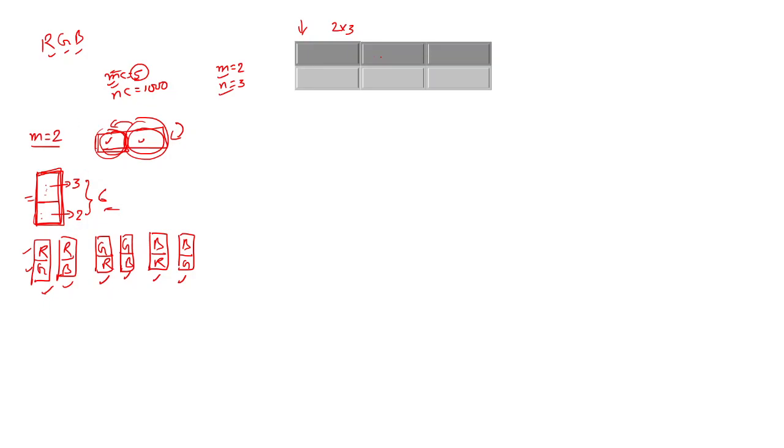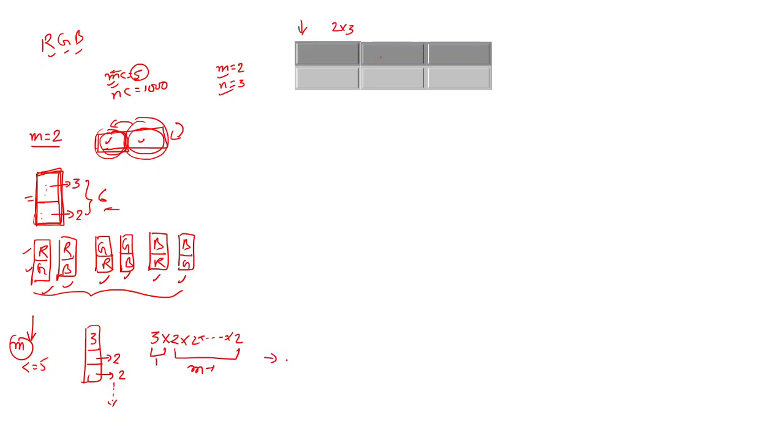One of the reasons is how many maximum strings can be generated. You can see there are a total of m rows, and m is less than or equal to 5. The first one will take 3, the second one can be filled in two ways, the third one can be filled in two ways, and correspondingly we go on. So the total number of ways it can be filled is 3 into 2 into 2 into dot dot dot into 2, with m minus 1 twos. So the total is 3 into 2 to the power m minus 1, where m can be at maximum 5.